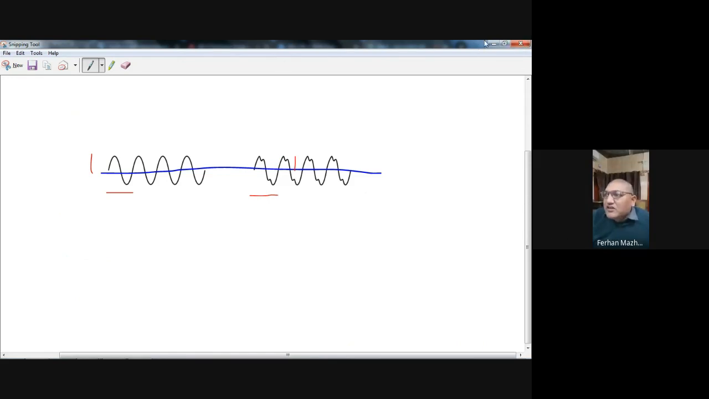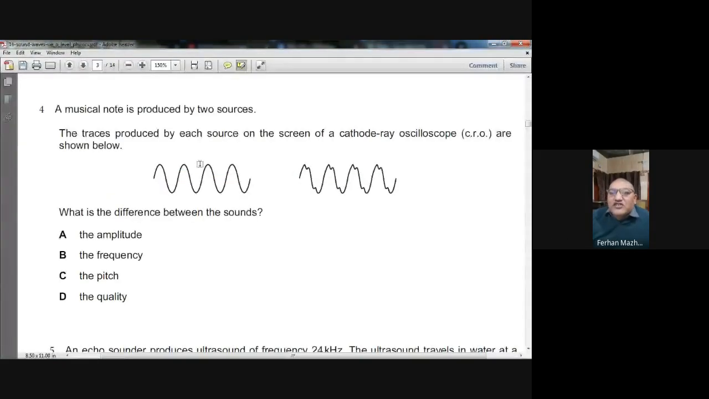Different from each other. Due to this, what happens? There is a characteristic to the sound which we call quality. So, what is the difference between them? Their amplitude is the same, the frequency is the same, the pitch will be the same, the loudness will be the same. The one thing which will be different, that will be the quality. So, the choice will be B. The quality.